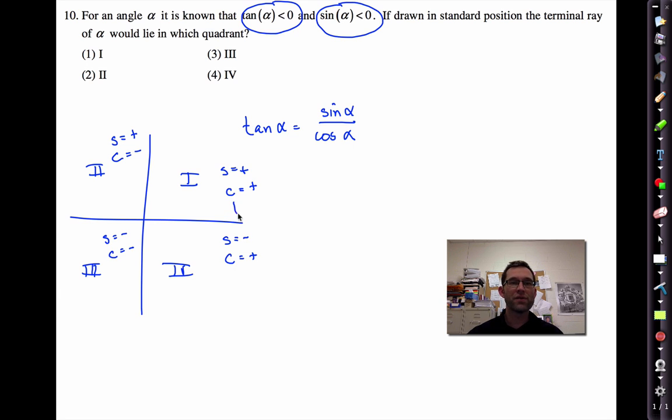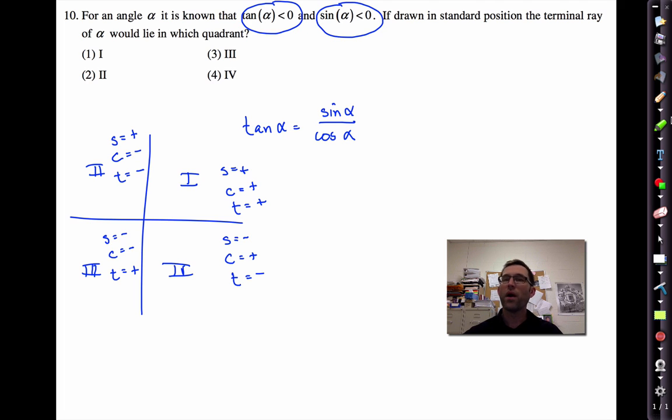But now we can also figure out tangent, because tangent is sine divided by cosine. A positive divided by a positive is a positive. In quadrant 2, tangent will be negative, because a positive divided by a negative is a negative. In quadrant 3, tangent will be positive, because a negative divided by a negative is a positive. And in quadrant 4, tangent will be negative, because a negative divided by a positive is a negative.